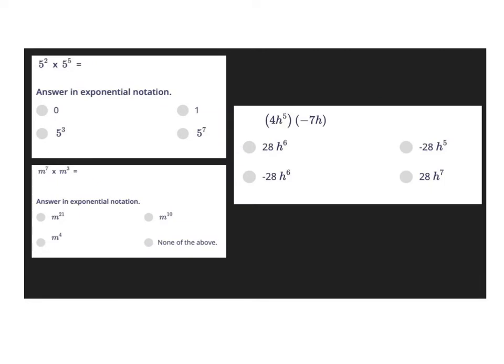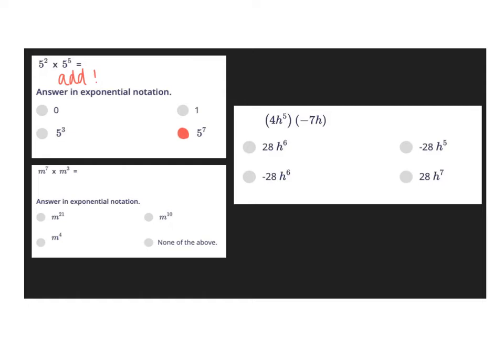Alright, for each of these sections, we are going to go through and answer them together as a class. For the first one, 5 to the second times 5 to the 5th. We're either going to add those exponents, subtract them, or multiply them. Please message me in the chat what you think we should do. Add, subtract, or multiply. Alright, same base. What are we doing with those exponents when we're multiplying? We are adding them. And so this is the same as 5 to the 7th power.